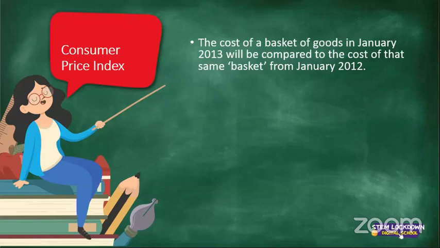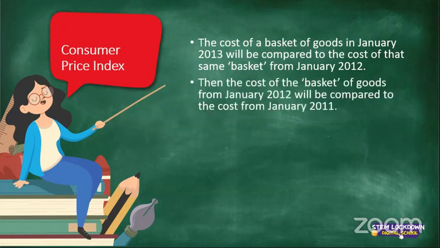The cost of a basket of goods in January 2013 will be compared to the cost of that same basket from January 2012. So we have this basket, the same things that I've just mentioned. This year, we would compare in January 2020 how much bread costs, and then compare it to how much bread cost last year, January 2019. We would compare how much a standard cell phone costs in January 2020 as opposed to January 2019. That's how they would note the difference in prices, and then the difference in price will inform the inflation rate.